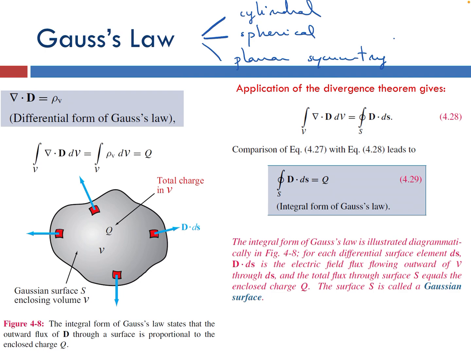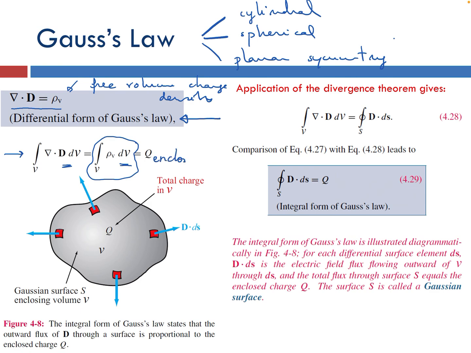So Gauss's law is just another form of Maxwell's equations, and this is the differential form of Gauss's law. Here we have it in terms of the electric field D. So these are the free volume charge density sources, and if we integrate this in volume on both sides, we get the volume integral of the volume charge density, which is equal to the total charge enclosed in V.